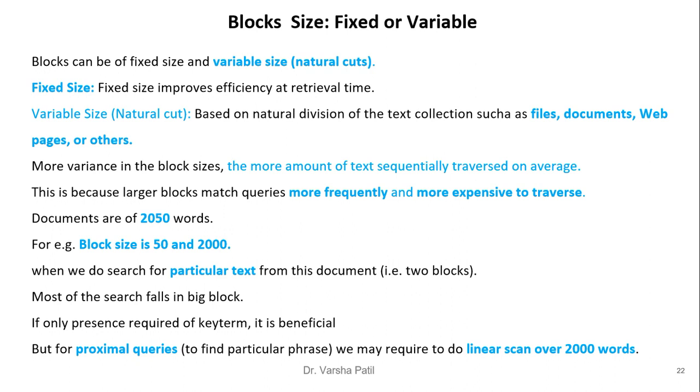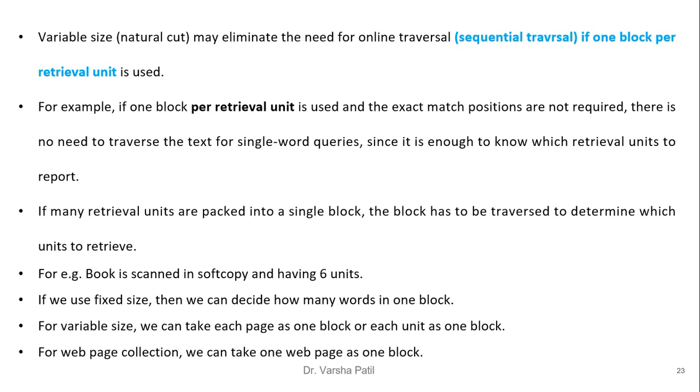For example, we go for variable size. Now see this example: a document of 2050 words, and we make the blocks. In the first block we keep 50 words and in the second block we keep 2000 words. When we search for a particular text from this document, most of the searches will fall in the big block, because the maximum matches will be in the second block of 2000 words. So if only the presence of a key term is required, it is beneficial, but for proximity queries we may require a linear scan over 2000 words, which is not beneficial.